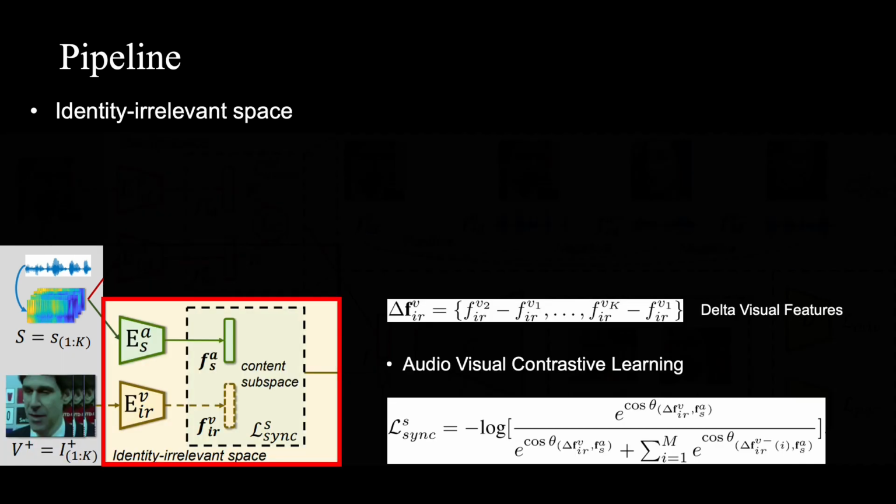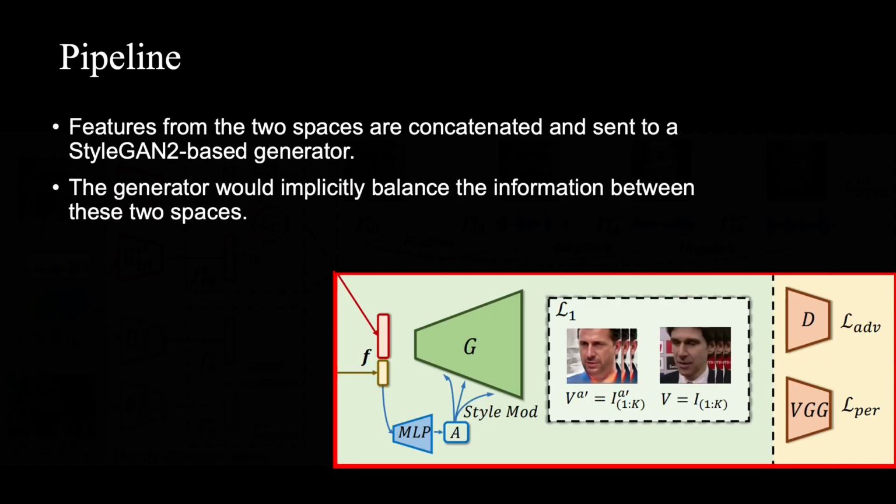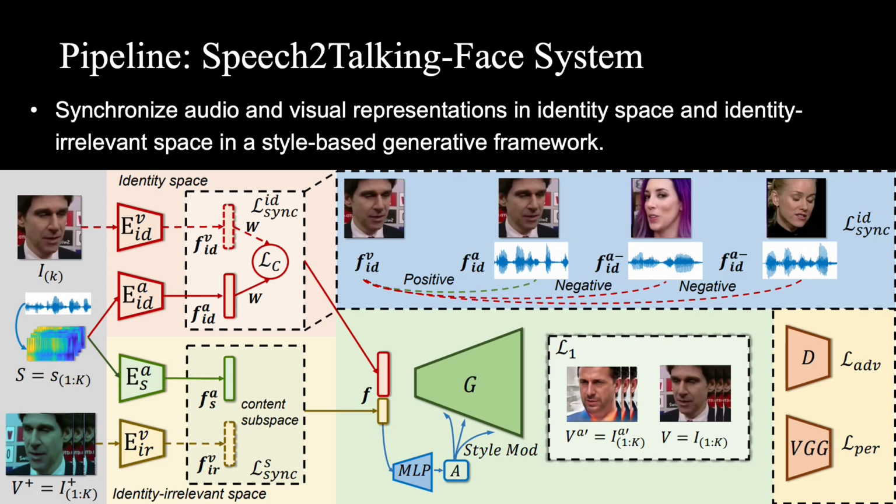In identity-irrelevant space, we aim to learn an audio encoder to extract speech-related information. However, identity-irrelevant space contains information such as head pose, which cannot be inferred from speech. So we synchronize delta visual features with audio features to focus on dynamic changes between frames. Features from the two spaces are concatenated and sent to a StyleGAN2-based generator. The generator would implicitly balance the information between these two spaces. This is the whole pipeline of our work.